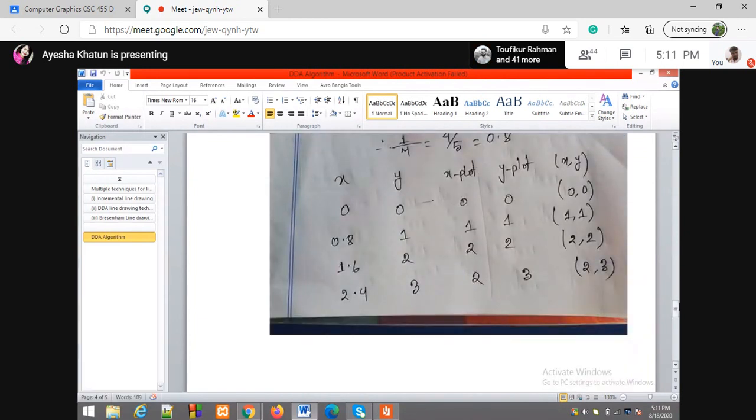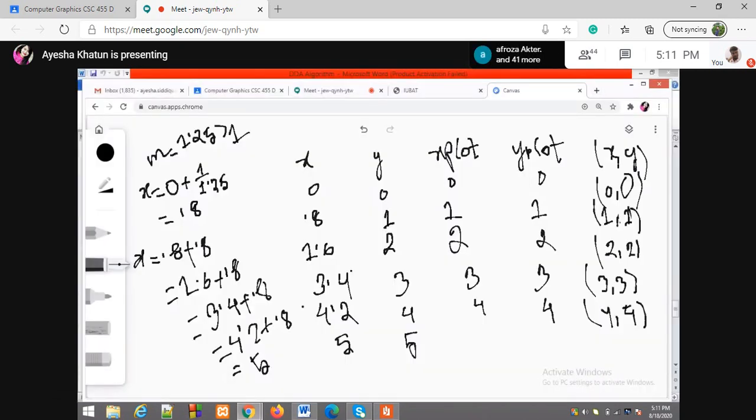Then it was 2.4 and 3. So 2, 3. So 2.4 and 3. So here I have made a mistake. It should be 2.4, not 3.4.